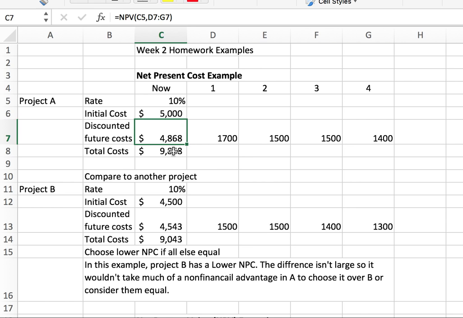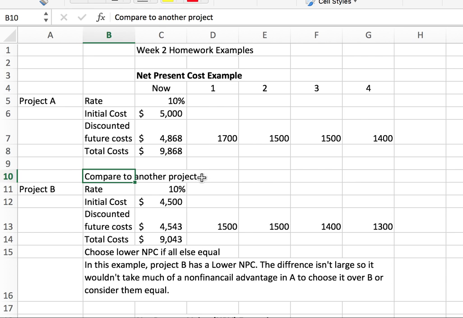So what this one particular project A here costs total is $9,868. $5,000 today, and then the value you would have to put in the bank today, $4,868, to be able to pay all these future bills. So the value of this bus, the cost of this bus is $9,868.